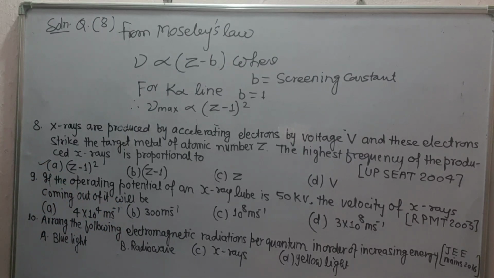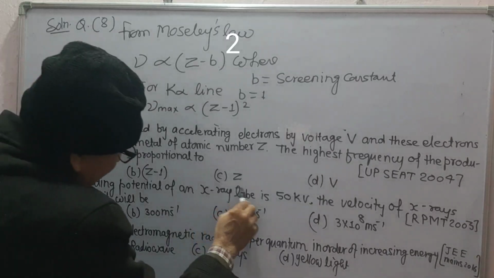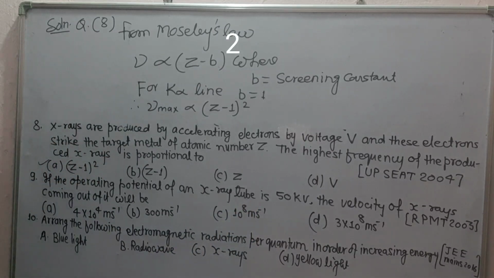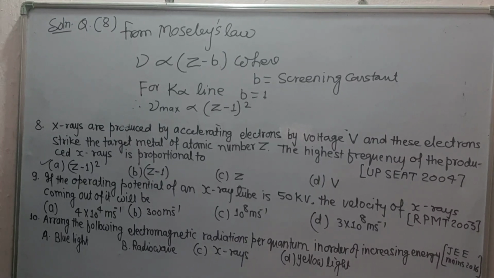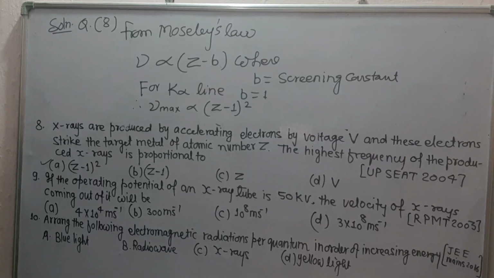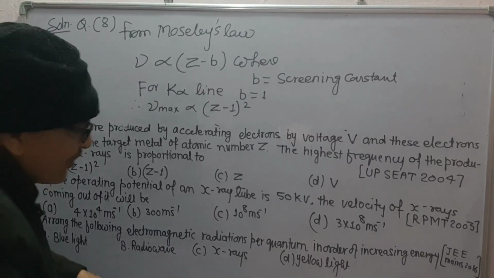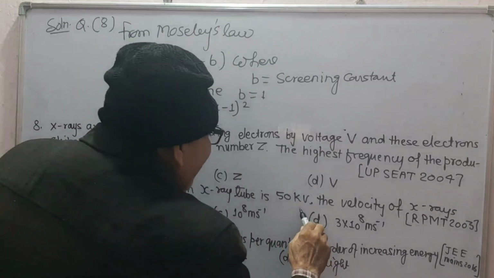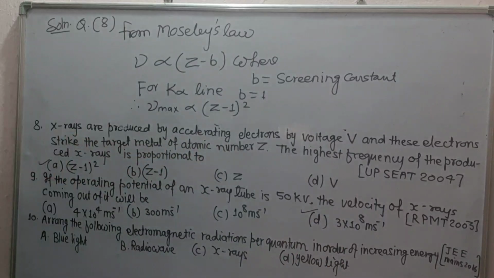Next, question number 9. If the operating potential of an X-ray tube is 50 kilovolt, then the velocity of X-rays coming out of it will be? These are the options. Now, as we know, X-rays are electromagnetic waves which move with the velocity of light. Therefore, D will be the correct option, independent of the operating potential.